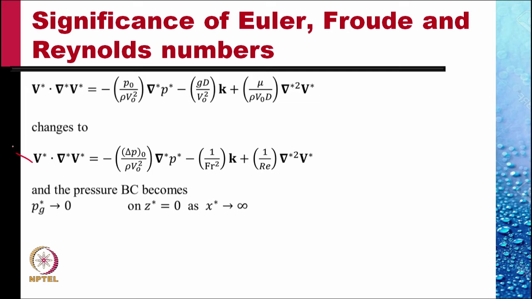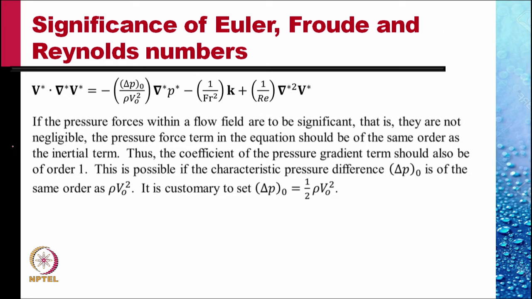If we do this, then pressure P naught does not occur anywhere in this equation. Instead, a delta P naught has been introduced. If the pressure forces within a flow field are to be significant, that is, they are not negligible, the pressure force term in the equation should be of the same order as the inertial term. Thus, the coefficient of the pressure gradient term should be of order 1.